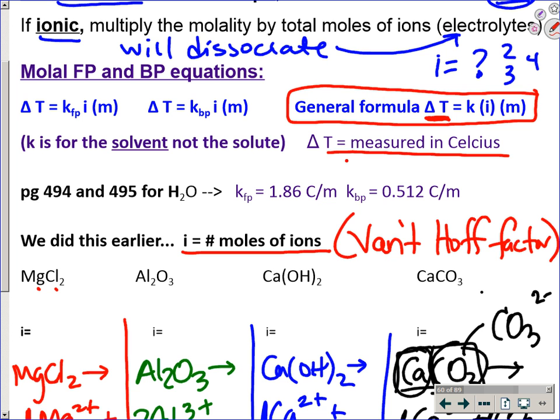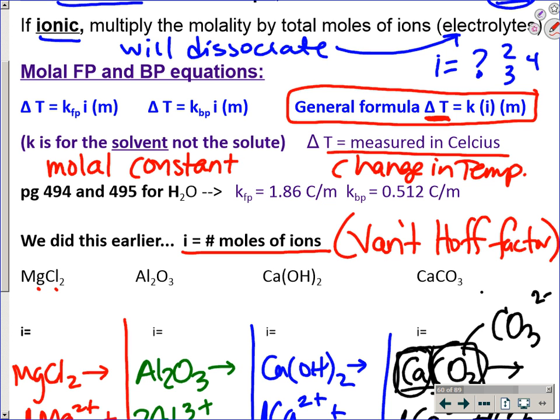If we are measuring this in Celsius, and that might remind you a little bit of the MCAT stuff. K is a little k, and that means molal constant. It could be a freezing point constant or a boiling point constant, so it depends on the situation. If it's asking about boiling point, we use the correct boiling point constant. If it's asking about freezing point, we use the correct freezing point constant.